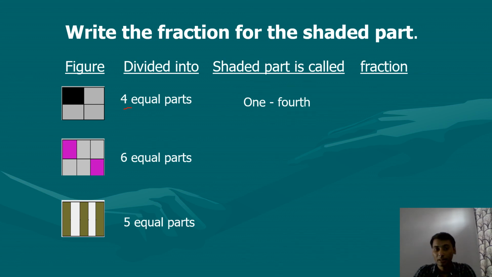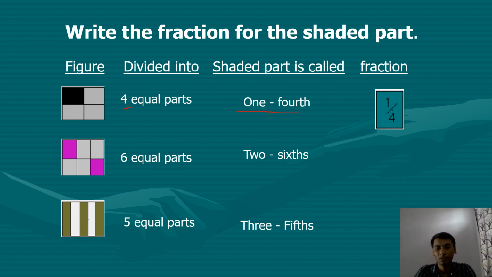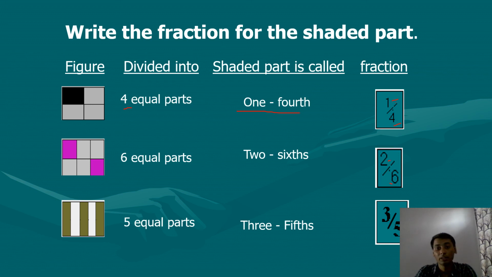One part is shaded, so we write 1 by 4. In the next picture, two parts are shaded, so we write 2 by 6. And the next, 3 by 5, that is 3 fifths. So we write 1 by 4, 2 by 6, and 3 by 5, because here one part is colored and the total whole is 4, here two parts are colored and the whole is divided into 6 parts, and here three parts are colored and the whole is divided into 5 parts. That's why we write 5 here. I think you understand the concept of the fraction, and what the numerator and the denominator are.